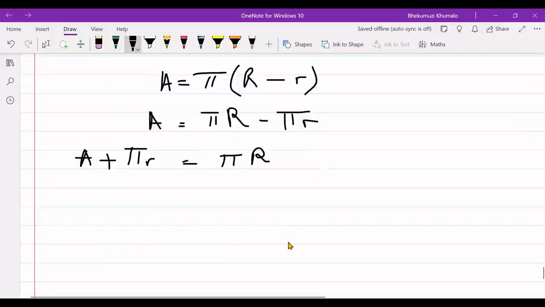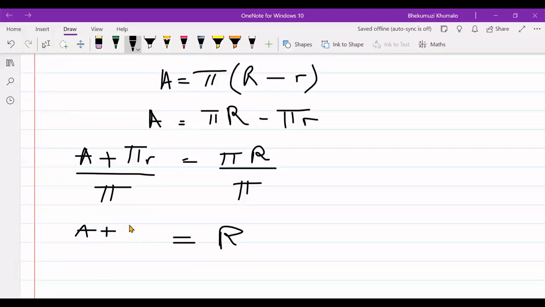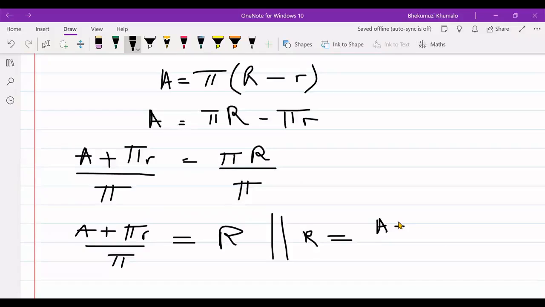But remember, we just want R as the subject. So then you just divide this by pi and divide that by pi. And so there we have R on this side, R is equal to A plus pi r over pi. And you could have written it like this, as just A over pi plus r. Still the same thing because they are equal to each other. So swapping them around does not really make a big difference. Still the same type of solution. So there we have it.